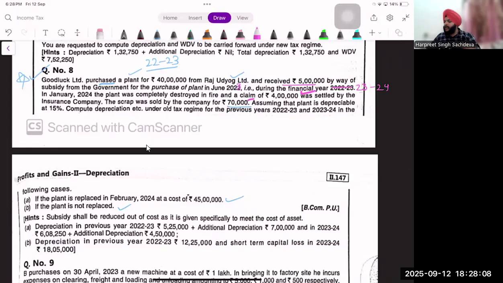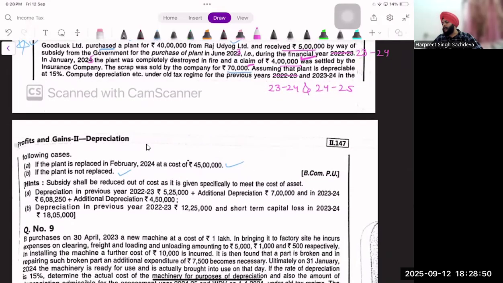In January 2025, the plant was completely destroyed by fire. A claim of rupees 4 lakh was settled by the insurance company, and the scrap was sold by the company for 70,000 rupees. Assuming that the plant is depreciable at 15%, compute depreciation under old tax regime for the previous years 2023-24 and 2024-25 in the following cases: if the plant is replaced and if the plant is not replaced.